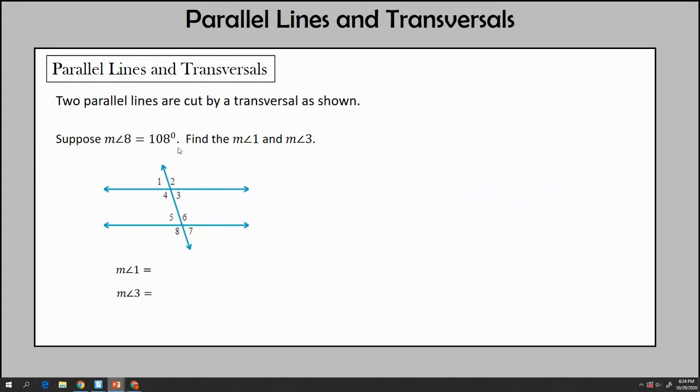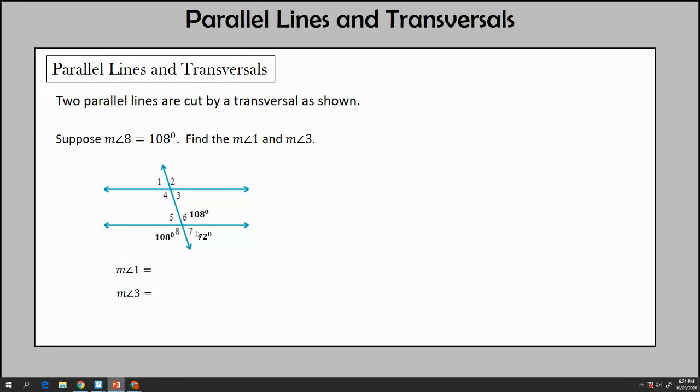First example, let's say that angle 8 is 108 degrees. They're asking us to find 1 and 3. The way I do this is I kind of solve the whole thing. I know 8, they tell me, is 108 degrees. Well, 8 and 6 are vertical, so 6 is 108 degrees. 8 and 7 are a linear pair, so they're going to add up to 180. I take 72 plus 108, I get 180. So 7's got to be 72.